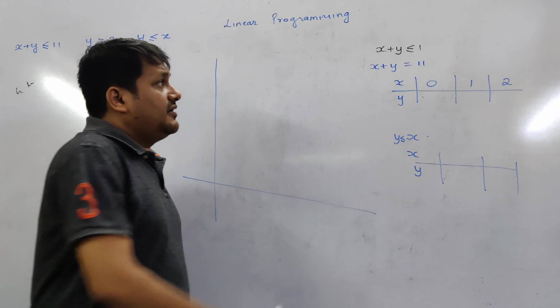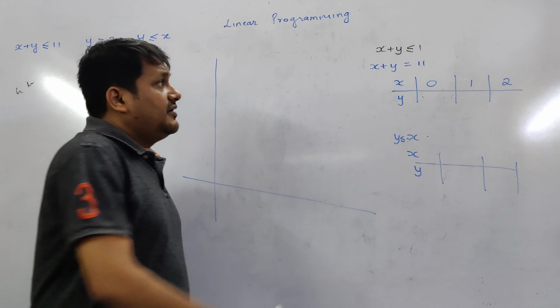Let us take 0 as the value of x. When I put 0 here, y becomes 11. When I put 1 here, y becomes 10. When I put 2 here, y becomes 9. So I plot these points on the graph taking proper scale.